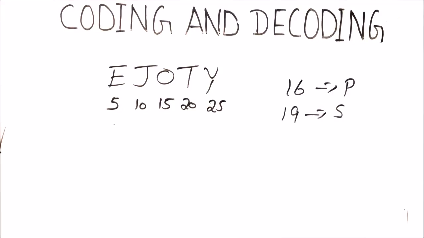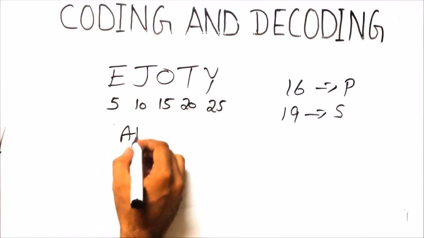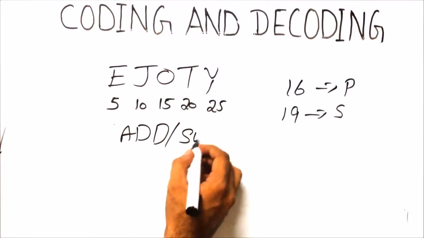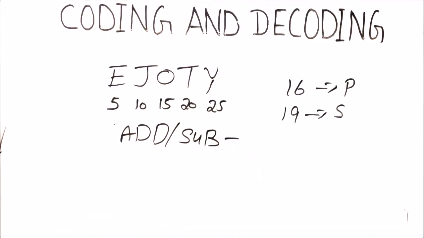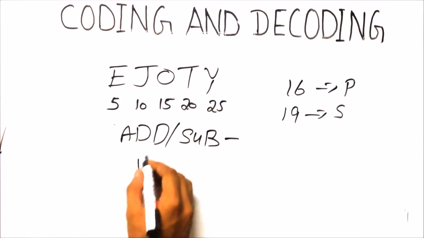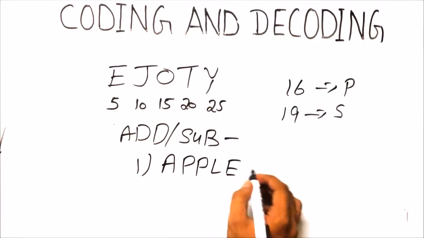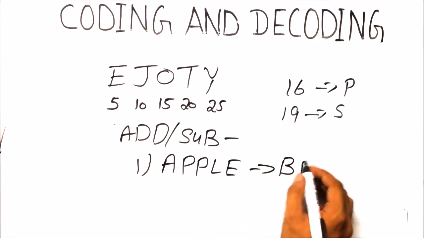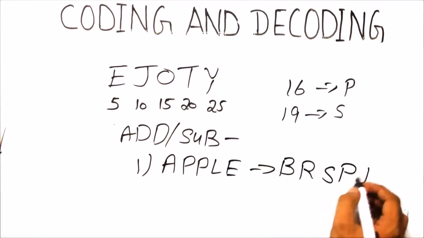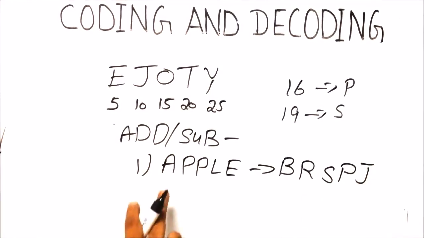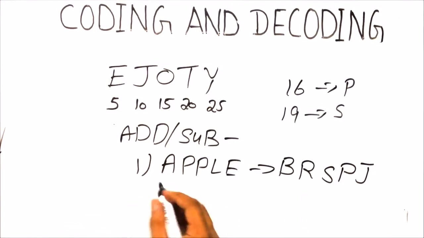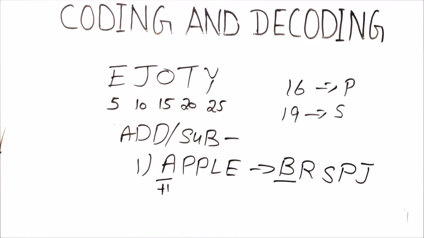Now our second pattern is the addition and subtraction pattern. These questions are completely different from the repetition pattern that we have used earlier. Now here the question would be like, for example, if the word is APPLE, and the code for the word apple is BRSPJ. Now here you can easily see that the code for the letter A is B. So here we have added just 1 to the letter A because A comes at the first place.